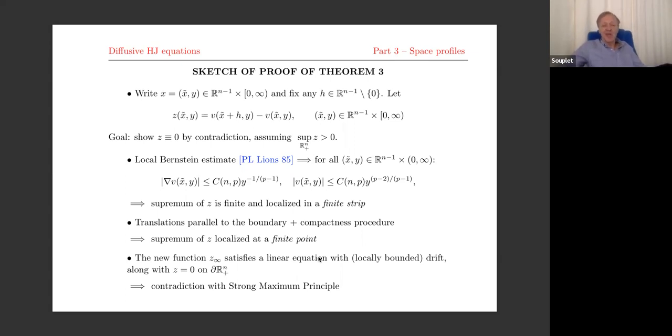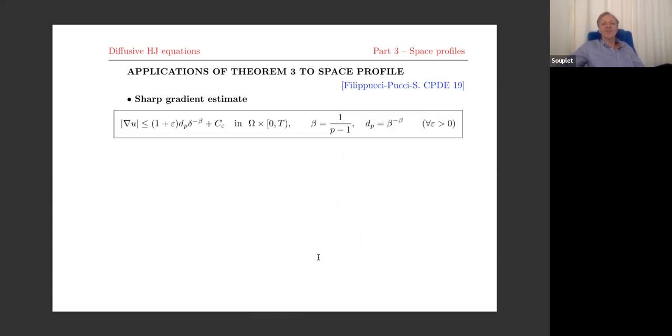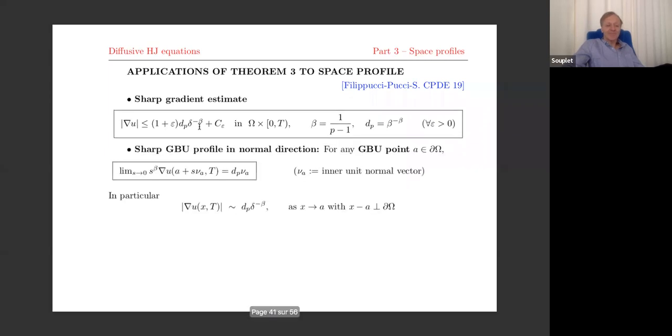It's not very difficult, but it has plenty of applications. So let me mention the application to the space profile. So first application, gradient U is bounded not just by the Bernstein estimate, but Bernstein with sharp constant, d over p up to some epsilon, and d over p is just a constant of the ODE. So it, of course, cannot be improved because for the ODE, it's explicitly like this. So up to some epsilon and some remainder, the gradient is bounded by this sharp estimate.